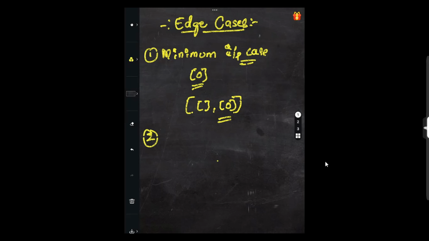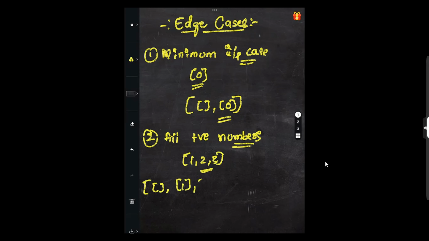For the second one, let's consider all positive numbers. Input, let's consider 1 comma 2 comma 3, and output will be in this case the empty array, 1. Same thing as the example one, right? You can just visualize it or write it out the same way that I have shown. The output I'll write here directly.